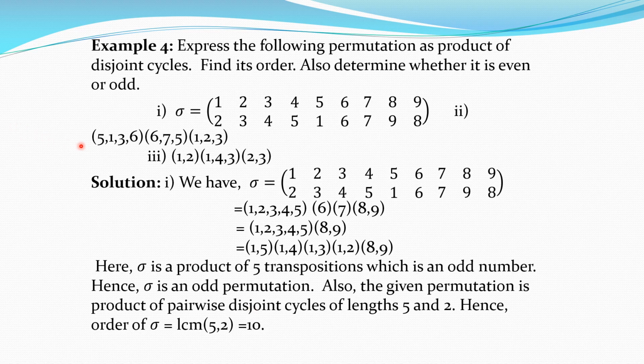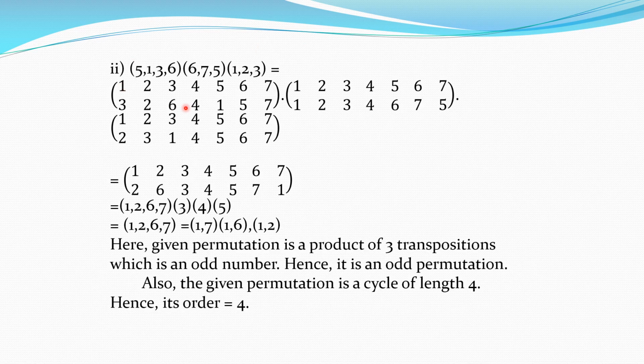Now, second is this permutation. Already it is written as a product of cycles, but again they are not disjoint because here 6 is common. First we express them in array notation, and then taking the composition, finally we get a single permutation in array form. Now writing in cycle form we get (1 2 6 7), and all the others are cycles of length 1. So finally it is (1 2 6 7), a single cycle of length 4.